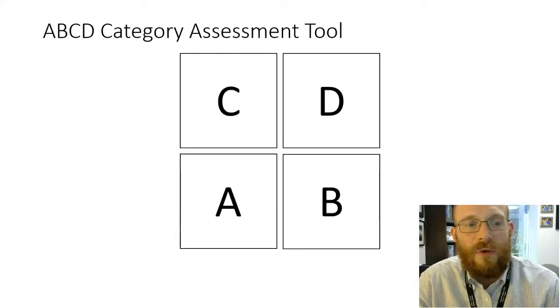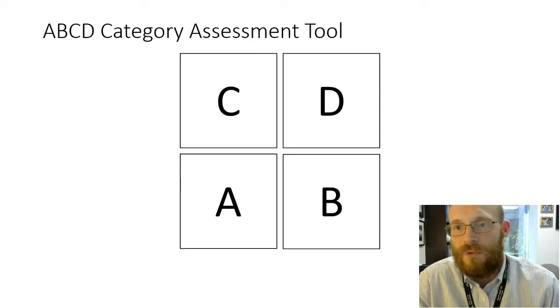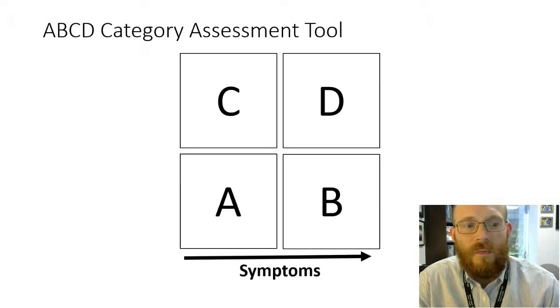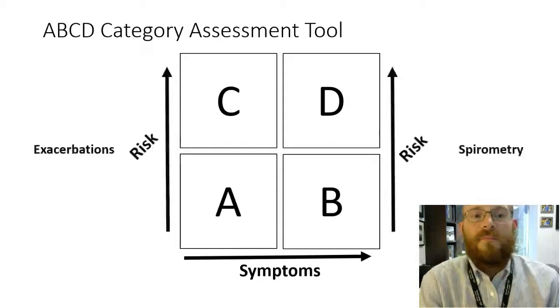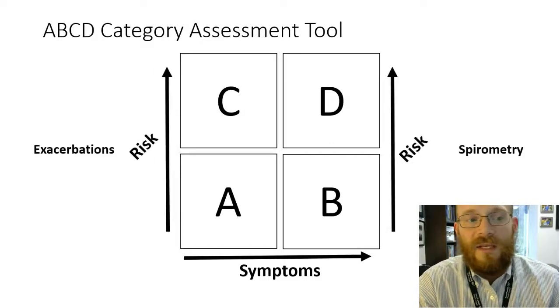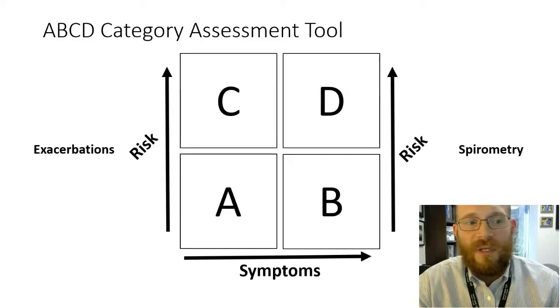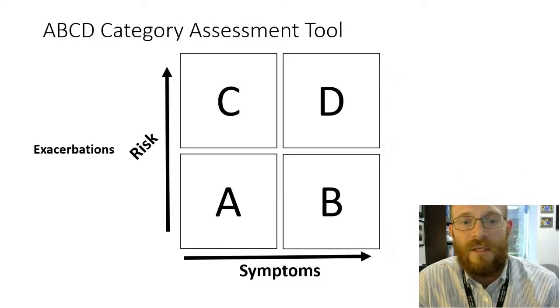In the 2011 GOLD report, the multimodality ABCD assessment tool was introduced. This incorporated measures of COPD symptoms and future risk. Clinicians found the ABCD tool confusing to use because both exacerbation history and spirometry were included in assessment of risk. Subsequently, researchers found the ABCD tool performed no better than spirometry alone for mortality prediction or other serious health outcomes.